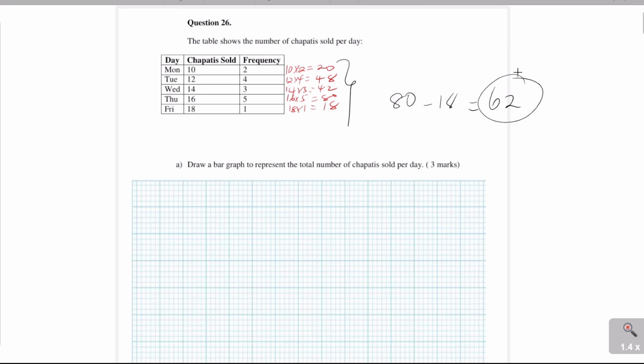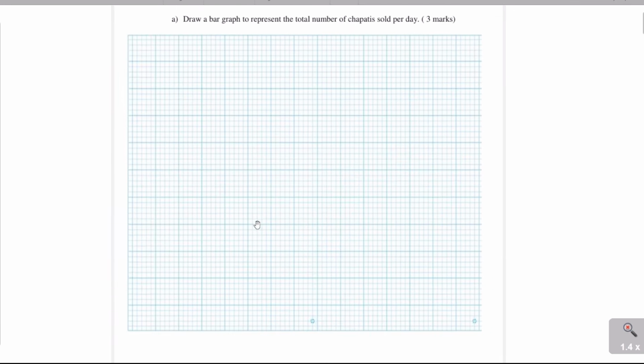So the best scale that you're going to use to accommodate 62, you can use 1 centimeter to represent 10, looking at the number of squares that we have there, so that we can use at least around 8. Around 8 will be okay. So we can go to the graph. So we draw the axis.